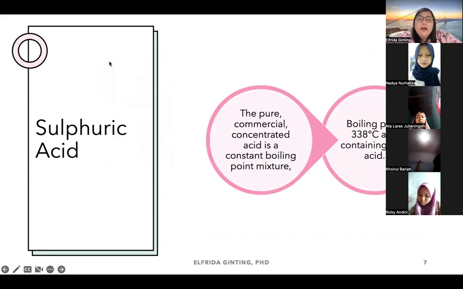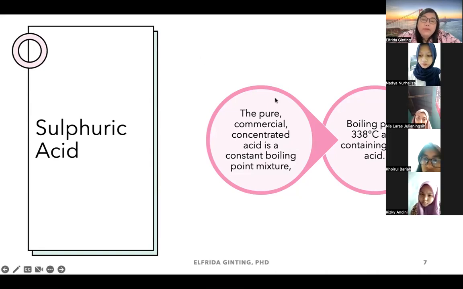Now, you can see here, if we buy sulfuric acid, usually we can have a pure sulfuric acid, and it has a constant boiling point of 338 degrees Celsius.